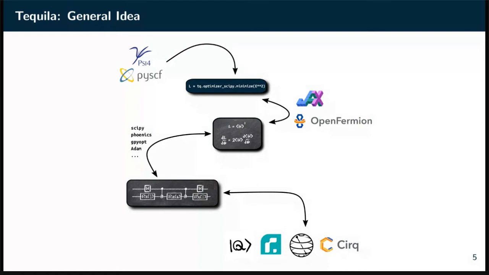You can get operators, import or export them to OpenFermion. You can use different simulation or interface backends, which are at the very bottom here. And of course, you can hook it up to any optimizer you like. We implemented some of them in a convenient fashion so that they're easy to use with the structure, for example, all the SciPy optimizers, GPyOpt, Adam, or Phoenix, which is a Bayesian optimizer also developed in our group.